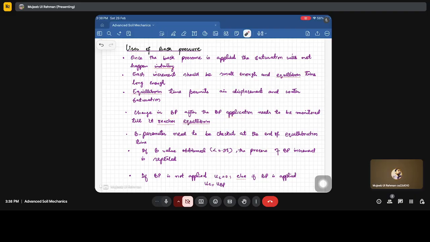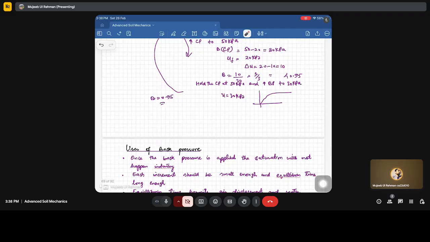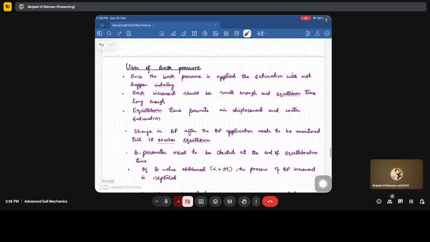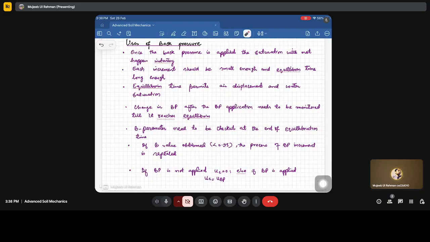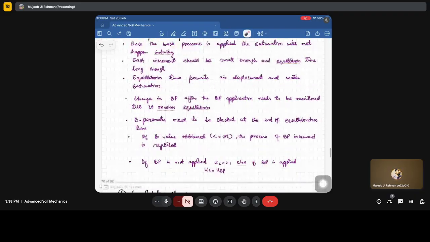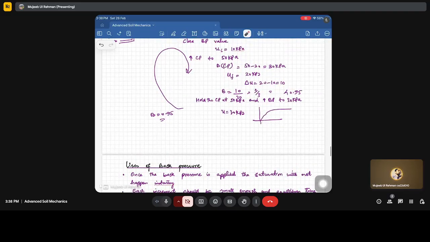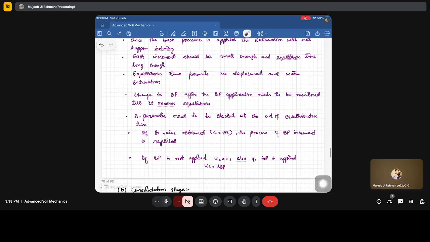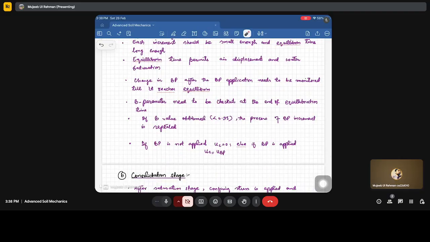As I told, there are two ways to do it. Either we monitor the back pressure, or we can monitor the pore water pressure line, because the same thing will get reflected in the pore pressure transducer. The B parameter needs to be checked at the end of the equilibration time. Once the back pressure has no further fluctuations, we have to check this B value. If the B value obtained is less than 0.95, the process of back pressure increment is repeated.